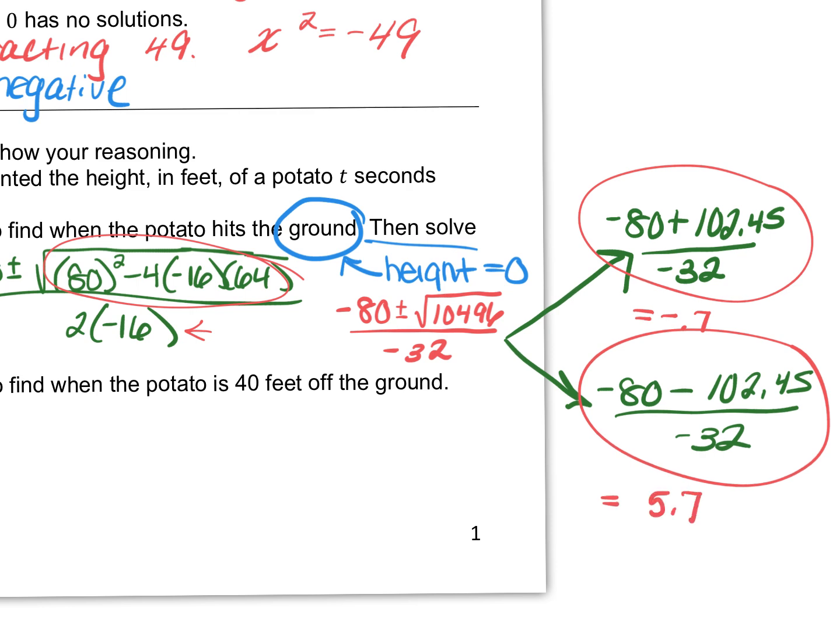So because we are using this for a real-life problem and application, we have to understand that these values represent time, and time cannot be negative. So my solution here is going to be 5.7.